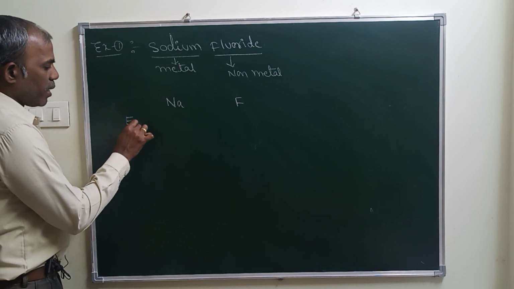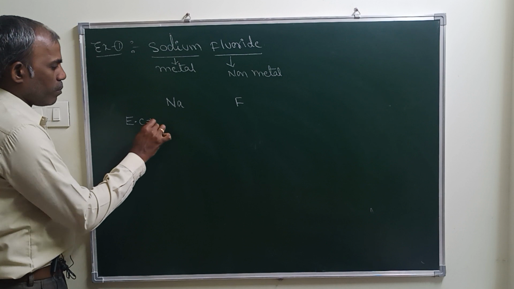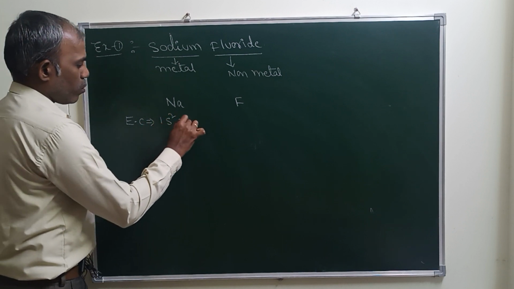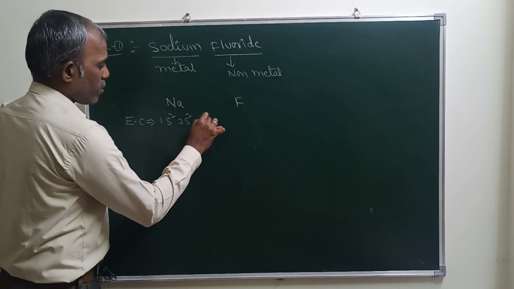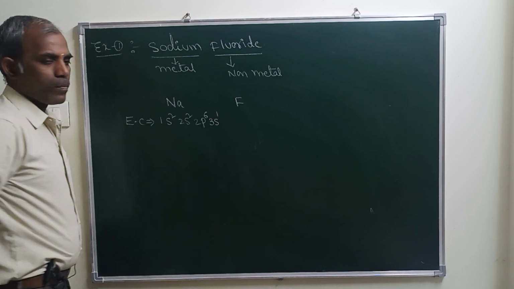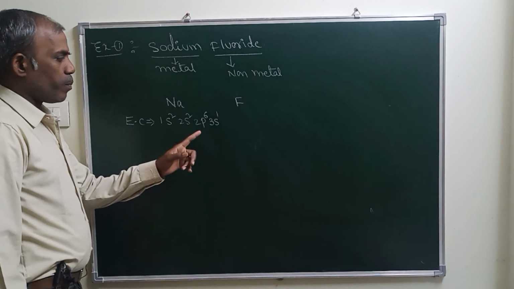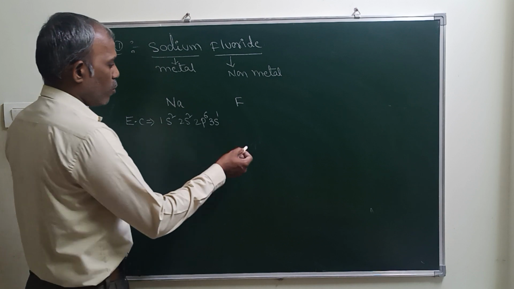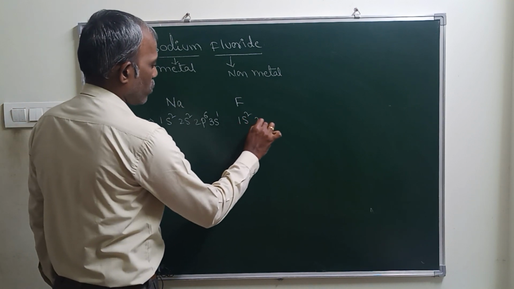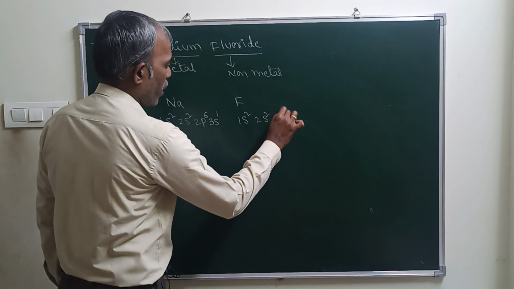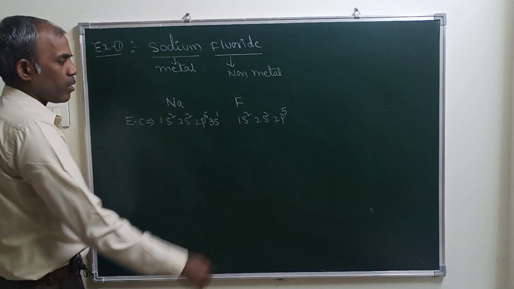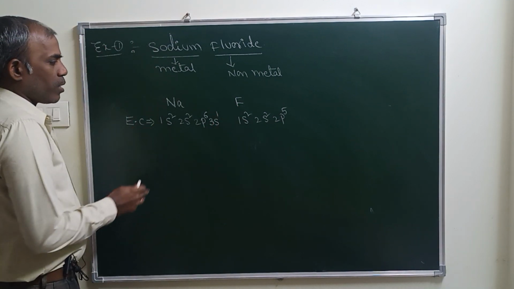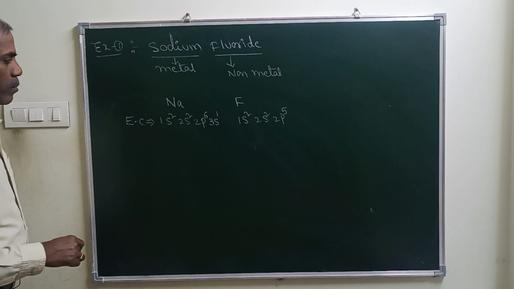Now let us see the electronic configuration of sodium: 1s2, 2s2, 2p6, 3s1. Fluorine: 1s2, 2s2, 2p5, since its atomic number is 9, while sodium's atomic number is 11.